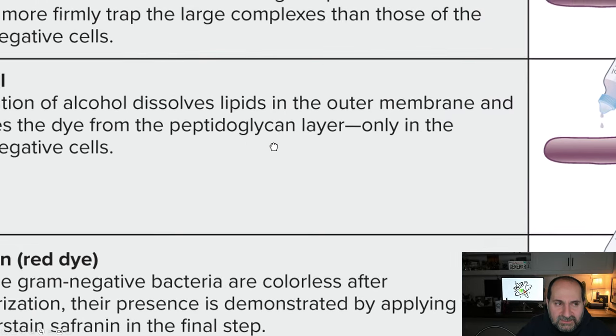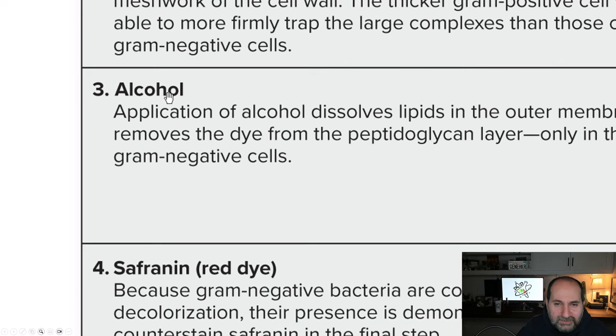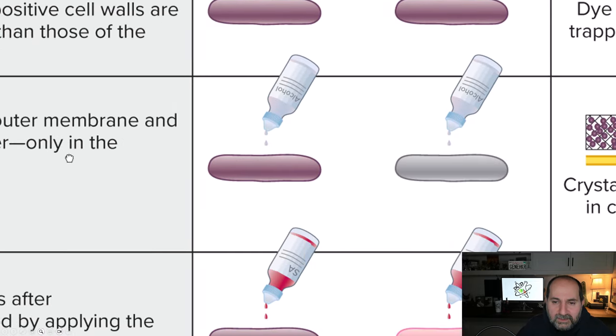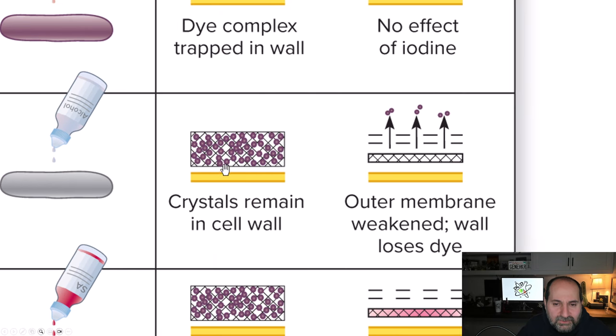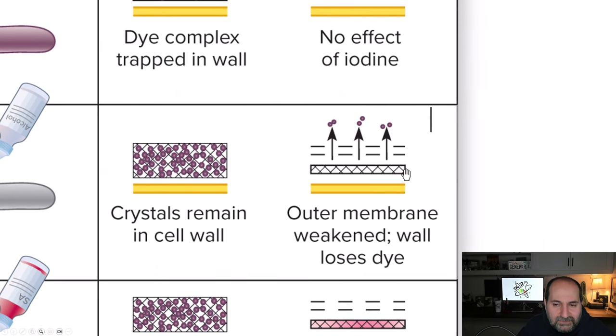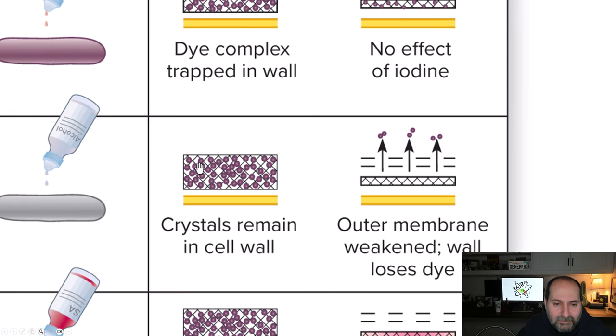Next, we conduct what's known as the alcohol step. This is the decolorizer step. Remember, we add acetone alcohol. Acetone alcohol decolorizes the cells. However, when you add the acetone alcohol, remember, you do it in a dropwise fashion at an angle for only 8 to 10 seconds. This allows only the gram-negative cells to clear of the color of the crystal violet iodine complex. The gram-positives retain that color. So if you do it right, you've cleared the gram-negative cells, but the gram-positive cells retain crystal violet and are still purple.